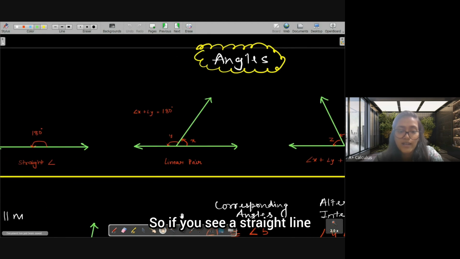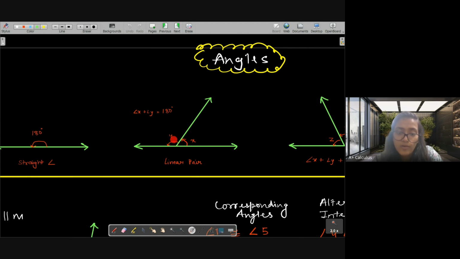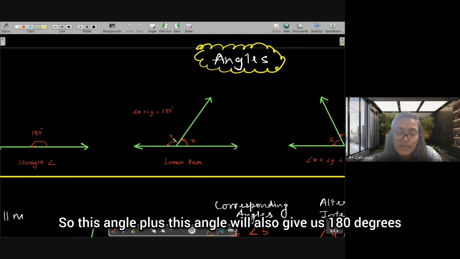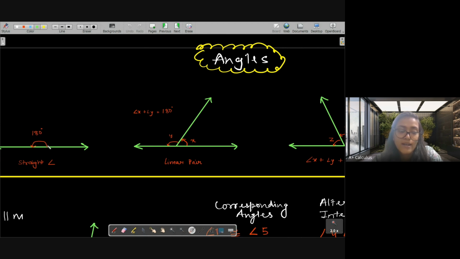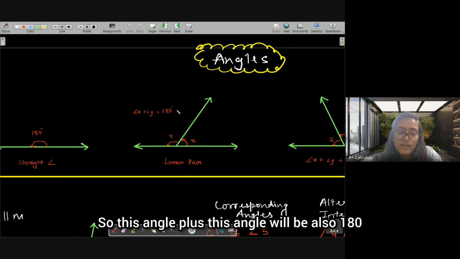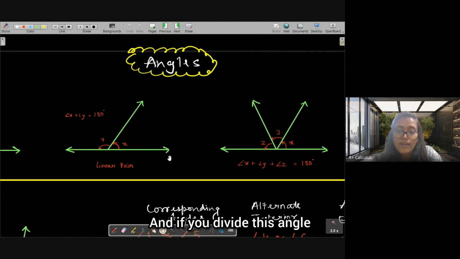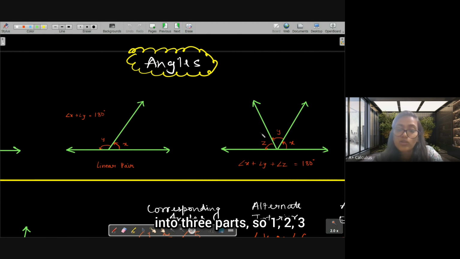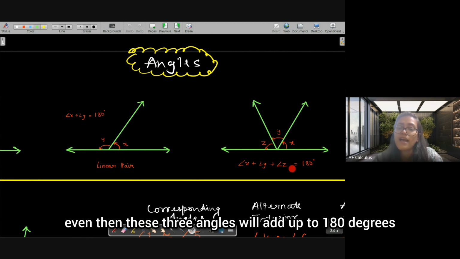Okay, the next is linear pairs. So if you see a straight line and it is cut by another line, you get two angles, this one and this one. So this angle plus this angle will also give us 180 degrees, because this total angle is 180, and we have divided this angle in two parts. And if you divide the straight angle into three parts, 1, 2, 3, even then these three angles will add up to 180 degrees.